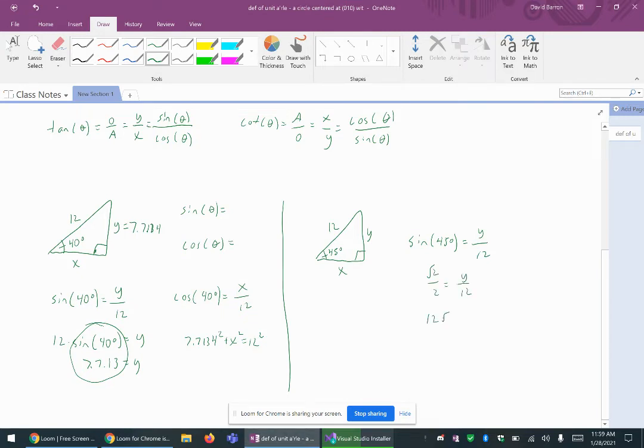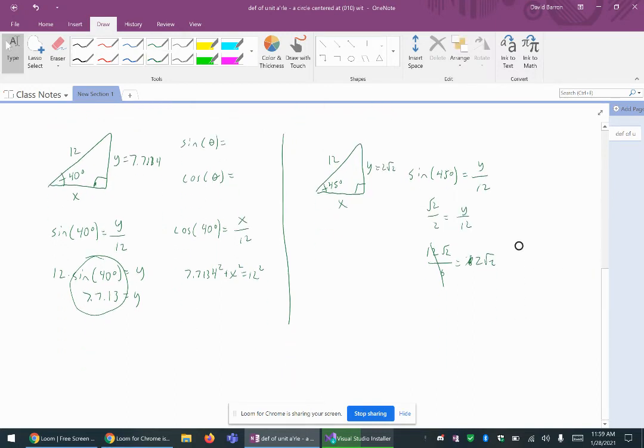Solve for y again. 2 root 2. And I could do the same thing for x if I chose to. Cosine of 45 degrees is adjacent over hypotenuse. That's going to be root 2 over 2. Multiply both sides by 12. We get this. Same thing. And that side should be the same as this, as this is actually an isosceles triangle, right? So anyways, I just want to point out you really should feel comfortable doing this both ways.